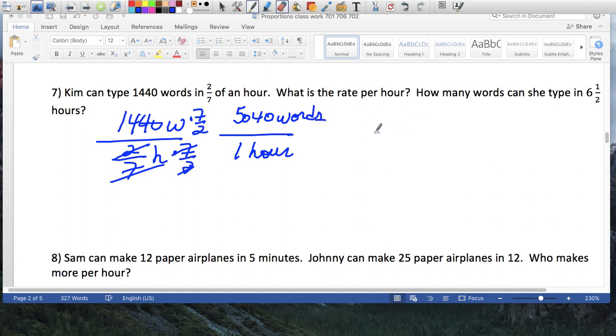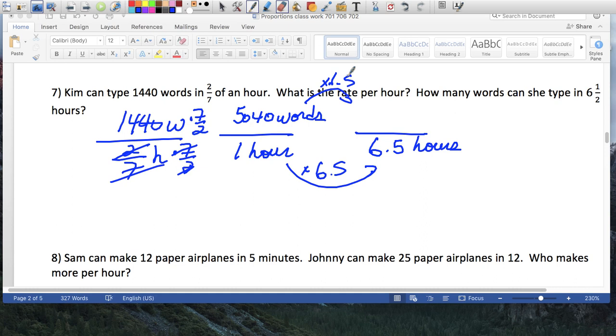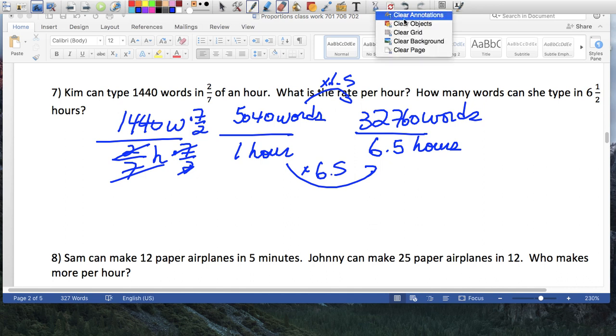So now we want to find out how much she types in 6.5 hours. You can write 6.5 hours. So times 6.5, and on top, times 6.5. That one is simple enough. 32,760 words in 6 hours and a half. Okay, so there are 2 steps here that you needed to do.